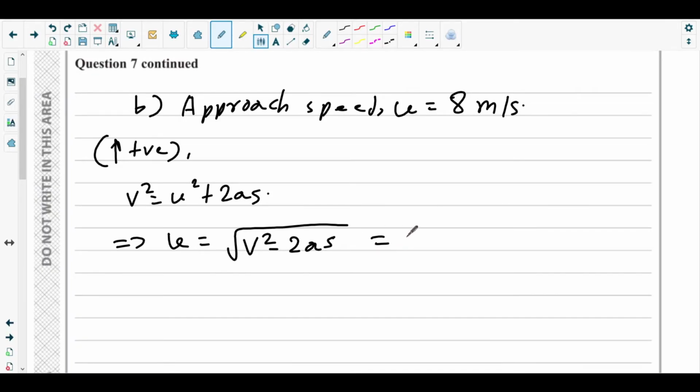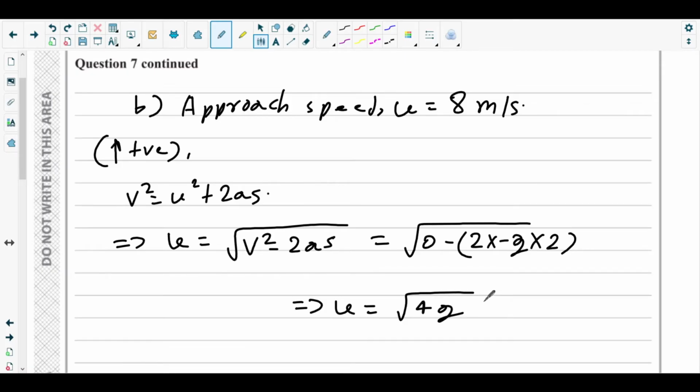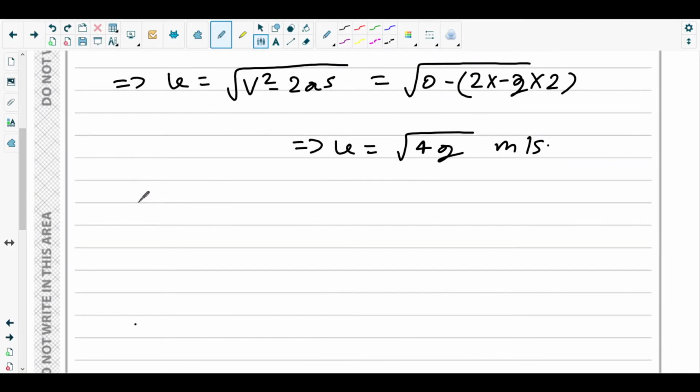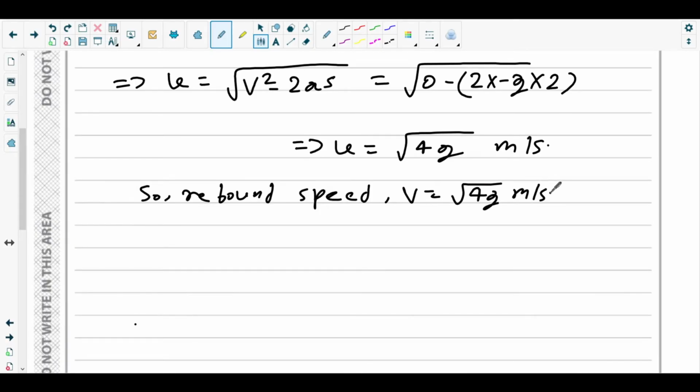So what you will get? Square root of, v squared is 0, so 0 minus 2 times minus g times 2. That is basically u. Initial speed is equal to square root of 4g meter per second. We got the rebound speed, right? This rebound speed will now be v, because rebound speed we considered as v. For impulse it will be v, which is square root of 4g meter per second.